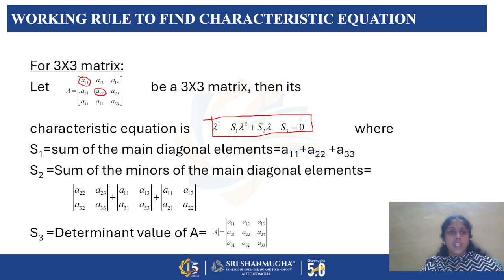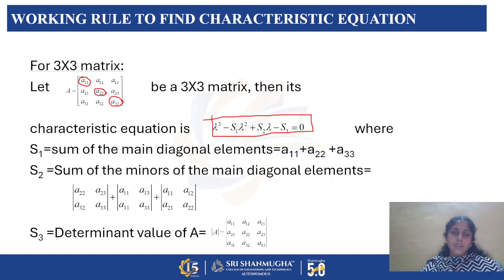I have to leave the corresponding row and column. So I will get a11, a13, a31, a33 plus the next diagonal element is a33. I have to fix that, and leave the corresponding row and column. So I get a11, a12, a21, a22. Now s3 is nothing but the determinant of A. So when I expand it, I will get a numerical value.